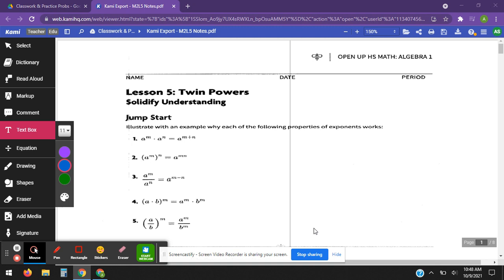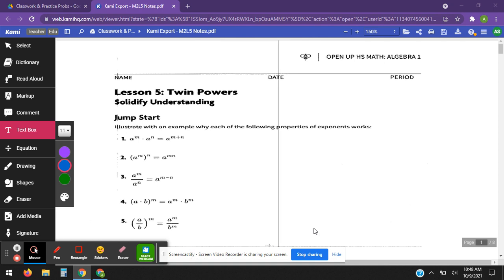Hi, this is Open Up Resources with Algebra 1, Unit 2, Lesson 5, Twin Powers. I'm going to review some of our exponent rules today and see if we can find some connections between yesterday's fractions and in-between points and those exponents and what we've been learning.